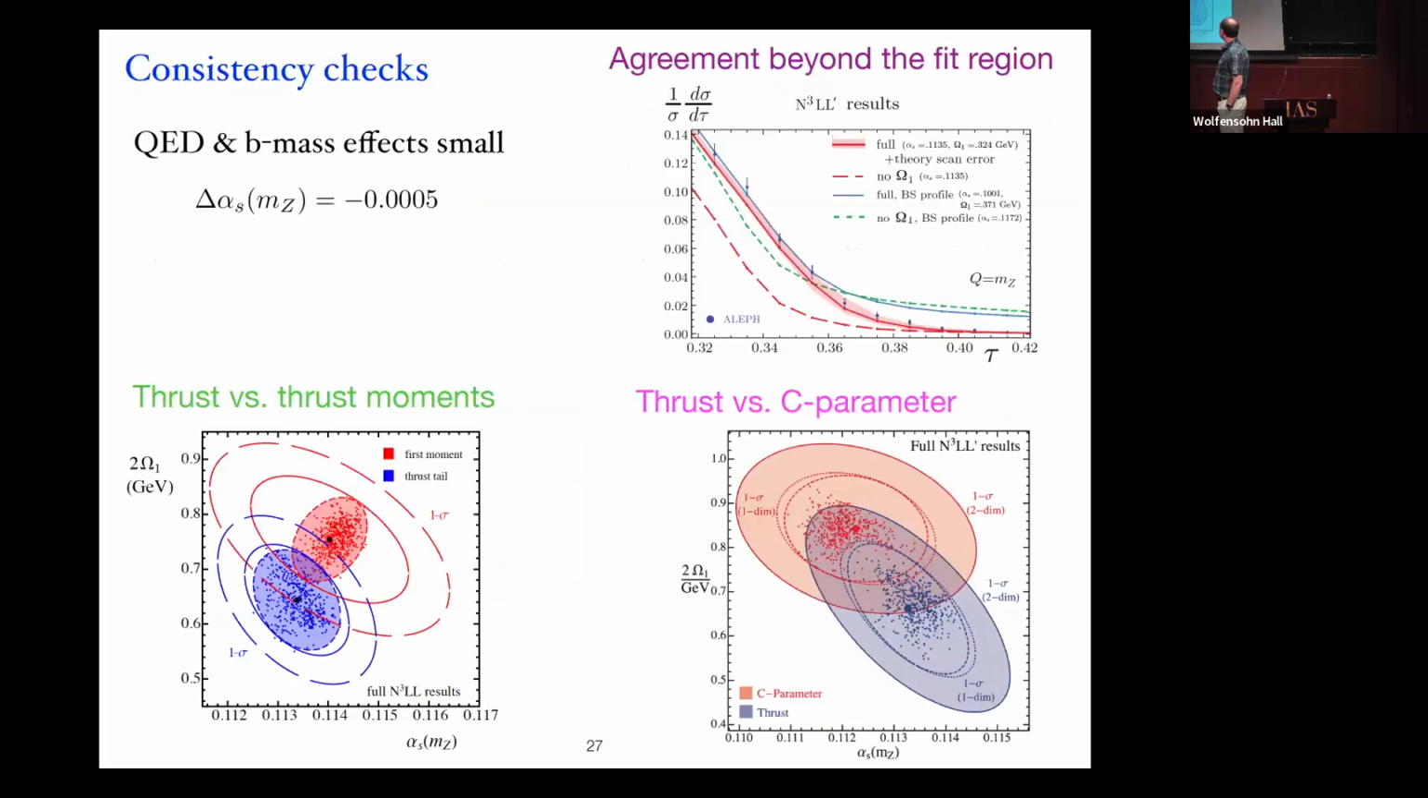There are various cross-checks that one can do, since one wants to wonder about this small value. You can try other things like thrust moments or different event shapes like the C parameter, and these all tend to agree on this small value of alpha_s.